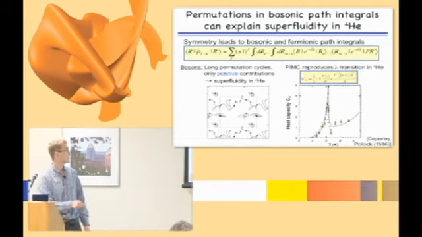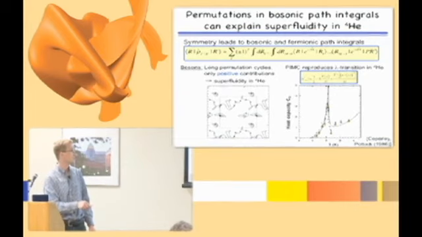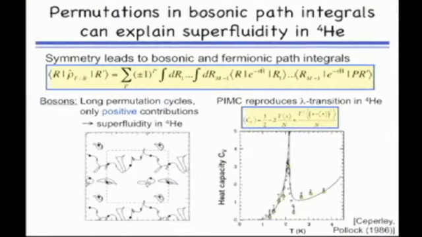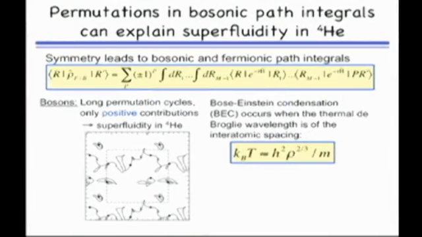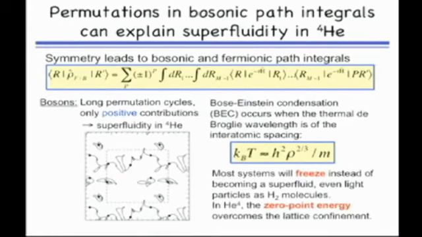So the heat capacity diverges at the transition from a normal fluid to a superfluid. It is related to Bose condensation, and it occurs when the thermal de Broglie wavelength becomes of the order of magnitude of the interparticle spacing, given by this condition. So the particles have to be close enough to cross-link to start permutations, and that's the signature for bosonic effects.